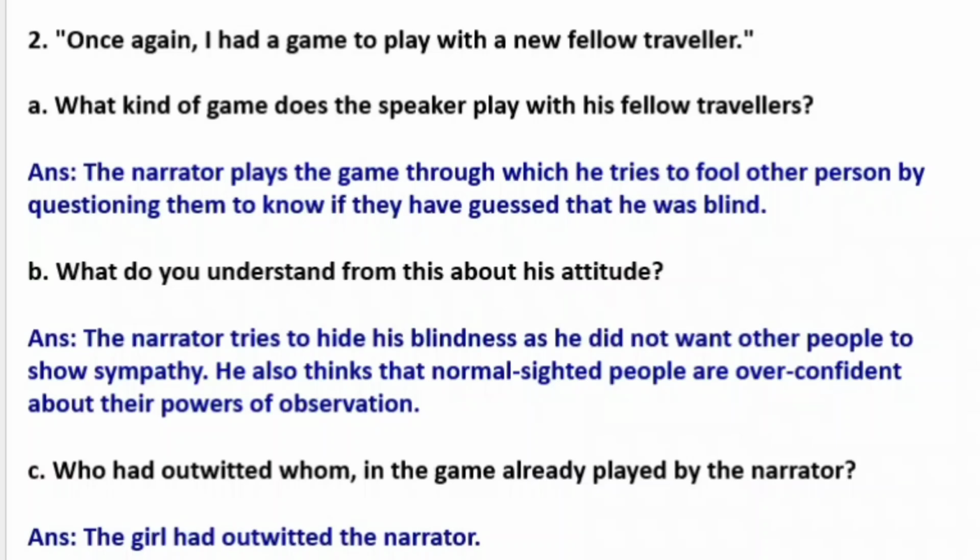B. What do you understand from this about his attitude? Answer: the narrator tries to hide his blindness as he did not want other people to show sympathy. He also thinks that normal sighted people are overconfident about their powers of observation. C. Who had outwitted whom in the game already played by the narrator? Answer: the girl had outwitted the narrator.